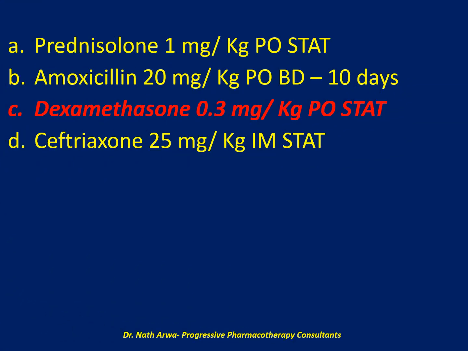I would treat this gentleman with dexamethasone at a dose of 0.3 milligrams per kilo orally start. Now, this is a classic case of laryngotracheitis, which is called croup, which affects most children, most commonly 6 months to 3 years of age, and is most commonly caused by human parainfluenza virus. It can be type 1, type 2, or type 3.